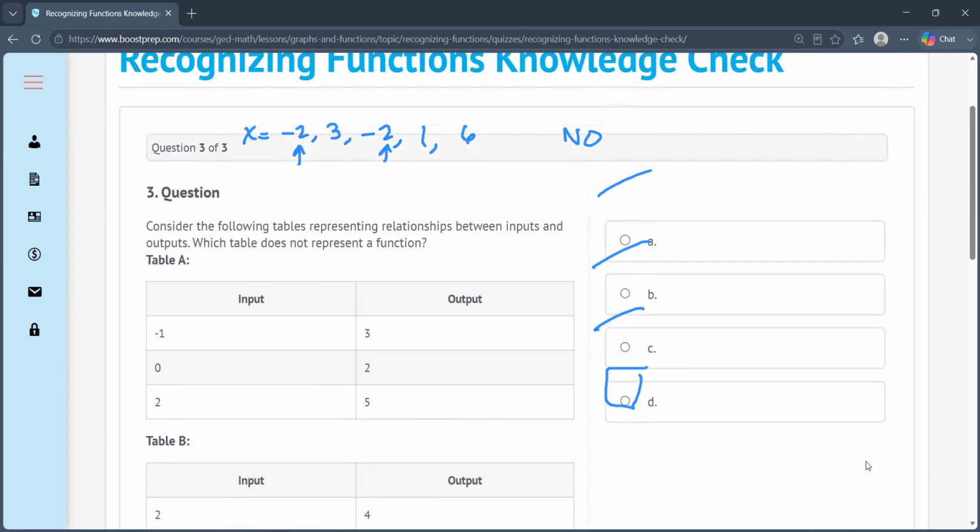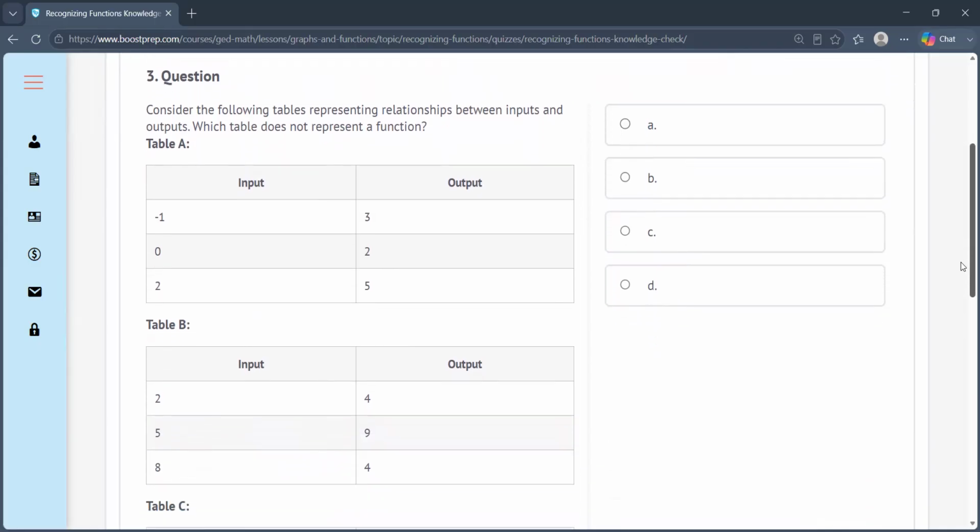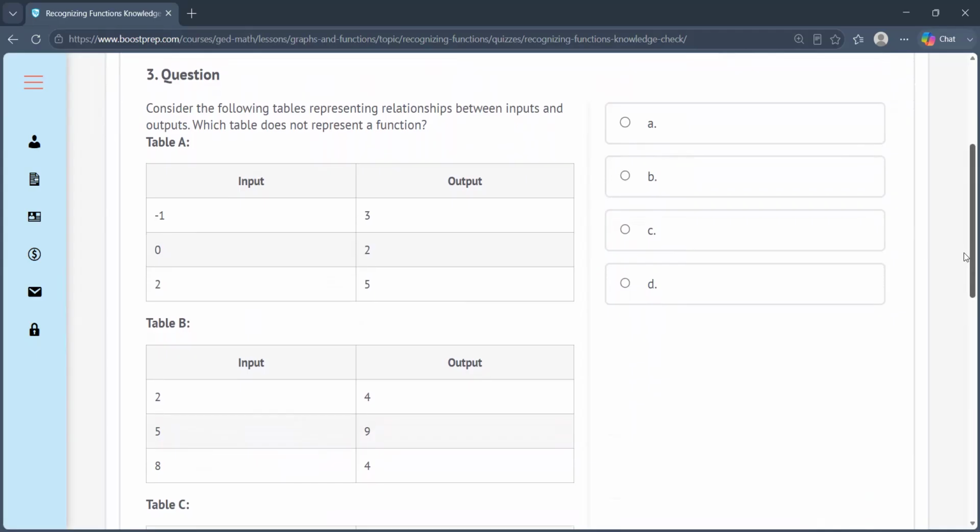And lastly, question three. Consider the following tables representing the relationship between inputs and outputs. Which table does not represent a function? We just have to worry about the x values and we are fine. So let's look at table A. Let's look at our x values: -1, 0, -1, 0, and 2. None of these x values repeat, so that is definitely a function.